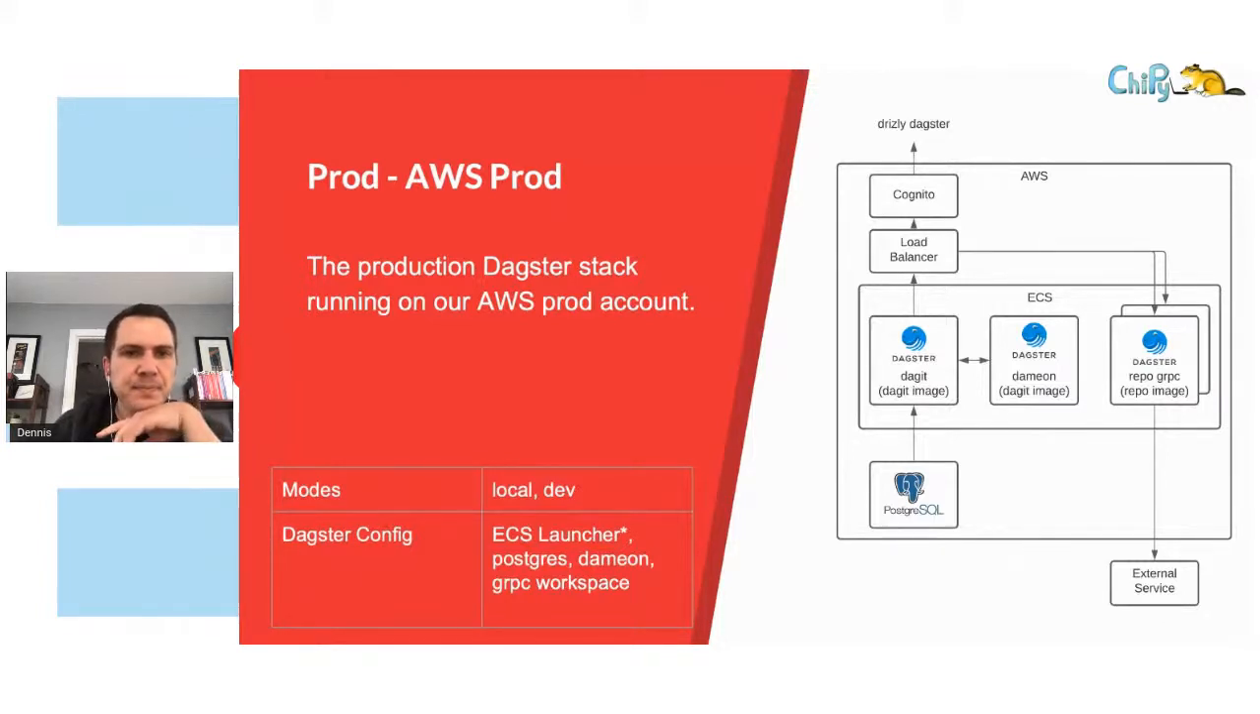And the only other difference is we have an ECS launcher. So instead of these processes happening within the same node in ECS that's running the gRPC, they'll run in a separate task and then spin down when they're done working.